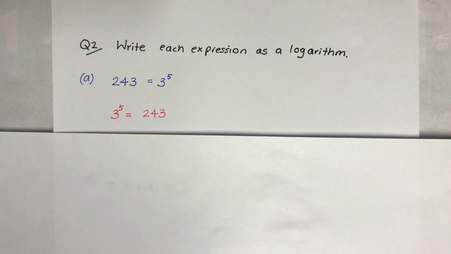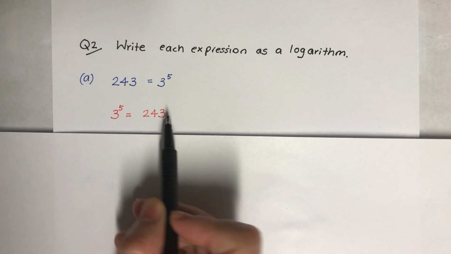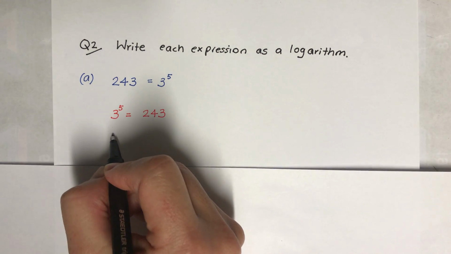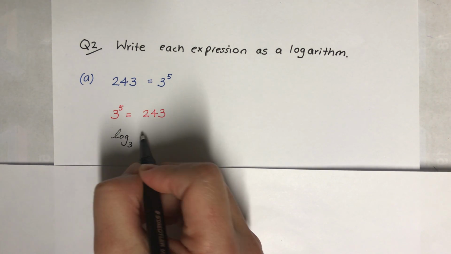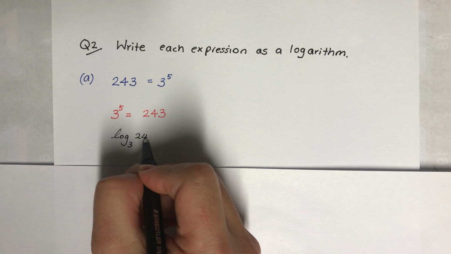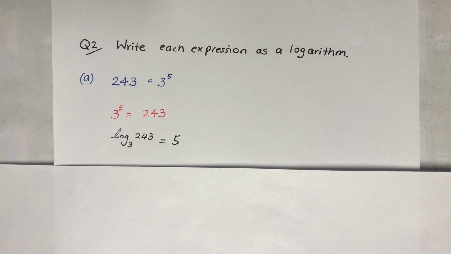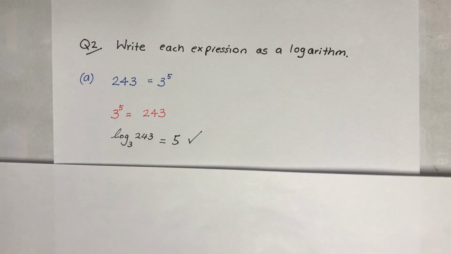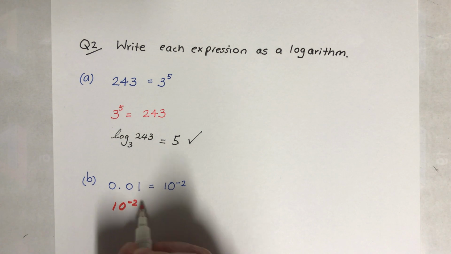So 3 to the power of 5 equals 243. The base is 3, power is 5. My answer is 243. So I'm going to write that in log form. So log, my base is 3, my answer is 243 equals, the power goes on your right hand side. So that's my log form, from index to log form. The next one, again, I'm going to change this one the other way around.